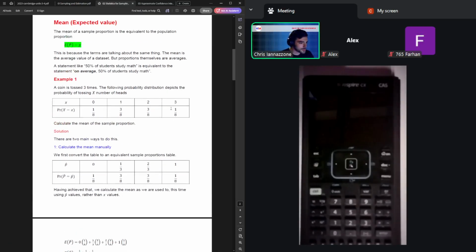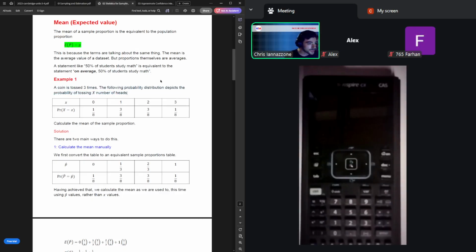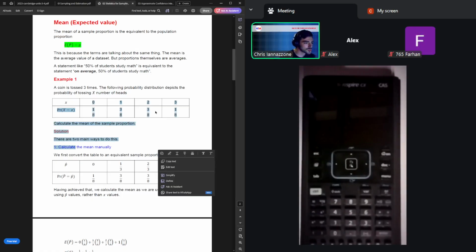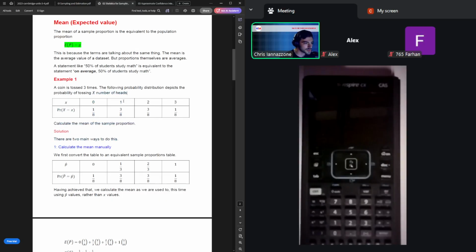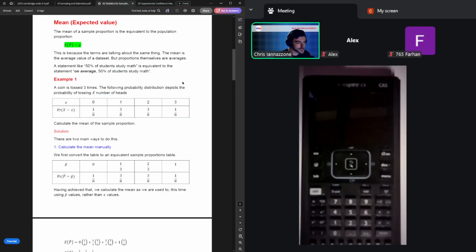So how would that look for p hat stuff? Well, let's have a look at our example first. A coin is tossed 3 times, and here's our distribution for number of heads. So you can have 0 heads, 1 head, 2 heads, 3 heads, and all the probabilities are already given for you. If you wanted to do the mean of just this table, then yeah, you're doing x times the probability, and so on and so forth.